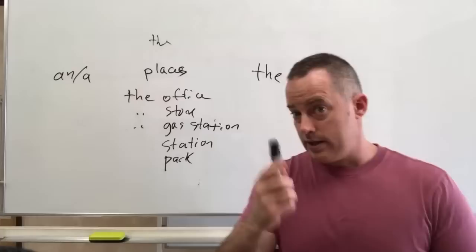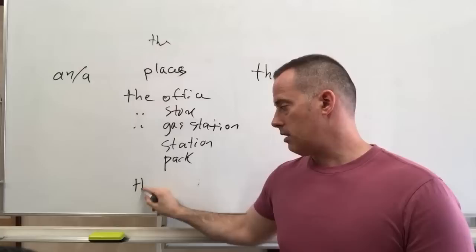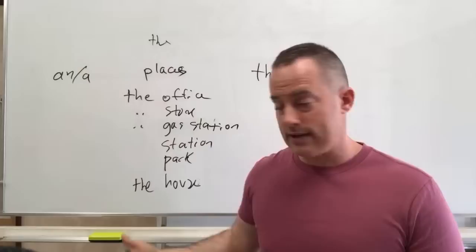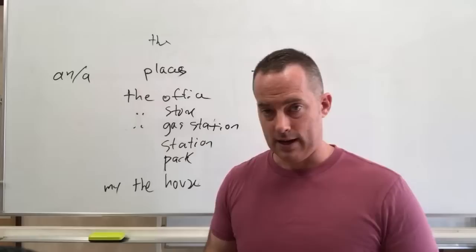Now, an interesting thing, I think somebody just mentioned, I'm at home. Yeah. So if you can be at home, now this is an interesting one. You could be at the house. I'm at the house right now. So I'm not at the office, I'm at the house. It's again correct and perfectly fine to say my house. So I can say I'm at my house right now, but I can also say I'm at the house.